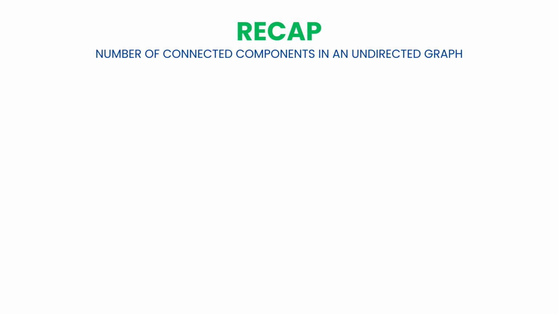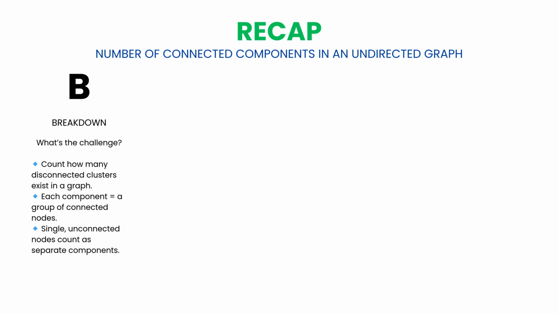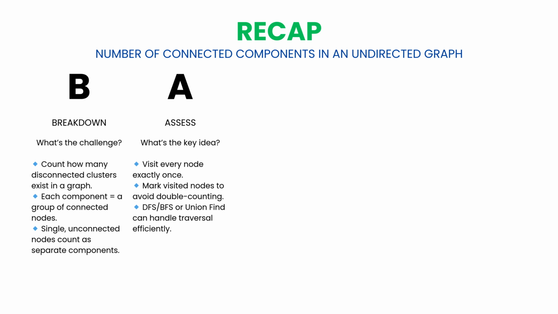Let's have a quick recap. We're given n nodes and a list of undirected edges. A connected component is a maximal group where every node is reachable from any other. The goal: return how many such components exist, including single, isolated nodes. The challenges are thorough coverage and no double counting. We must visit every node, even those with no edges, and ensure once a node is explored, it isn't counted again. DFS or BFS handles traversal cleanly. Union-Find, DSU, is an efficient alternative for merging connections.